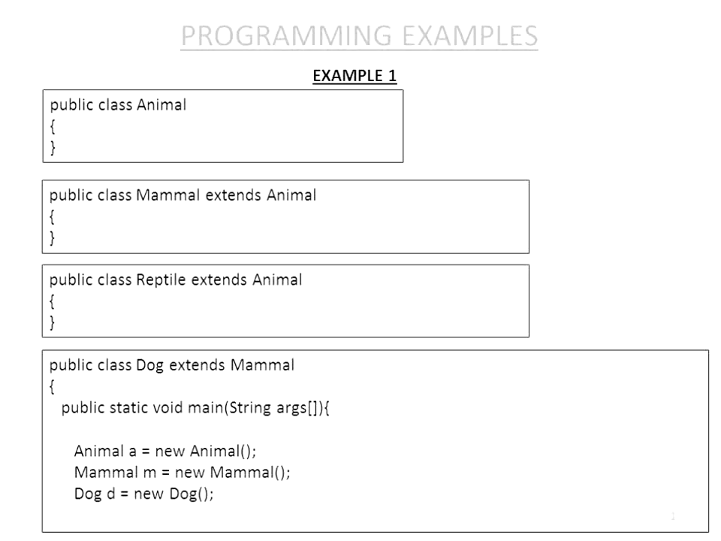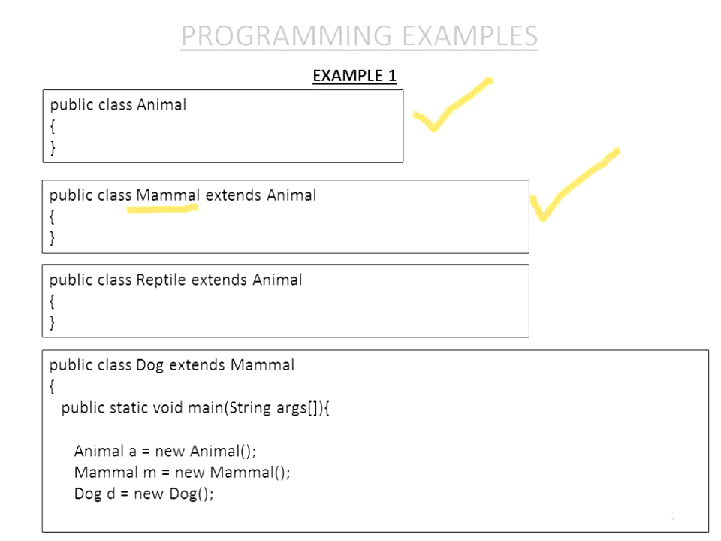So now start our today's session. This is a programming example which is related to inheritance. This example we have discussed, but I want to show you again. Here we have created a class called Animal. This is a class called Animal, and this class is the parent class. Now you can see the second class called Mammal.